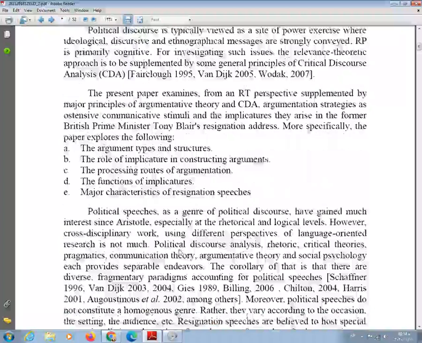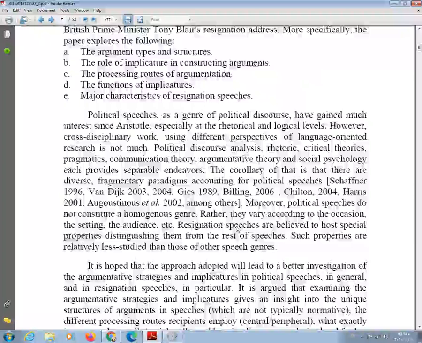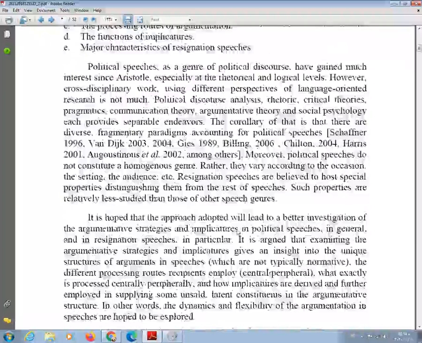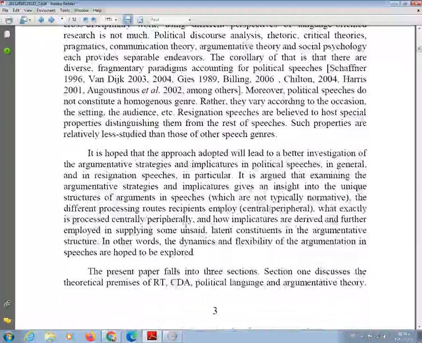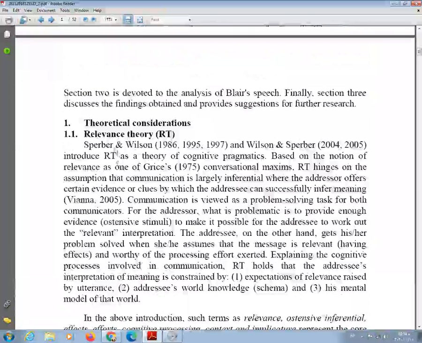Political speeches have captivated people and scientists since the dawn of history. And now let's move to something else. We're gonna talk about, go directly to Relevance Theory. We talked about it before. Let's see that.